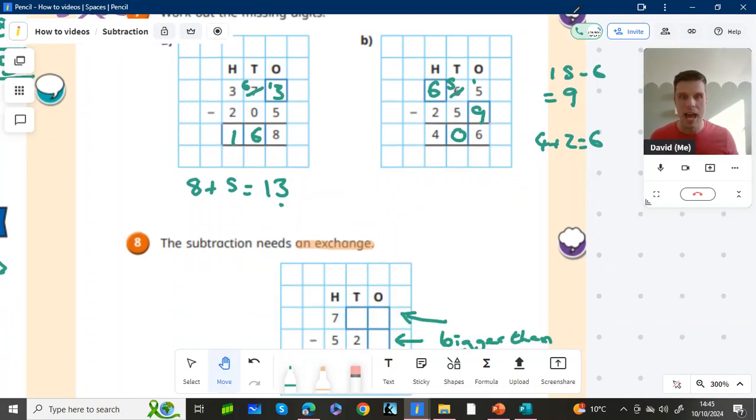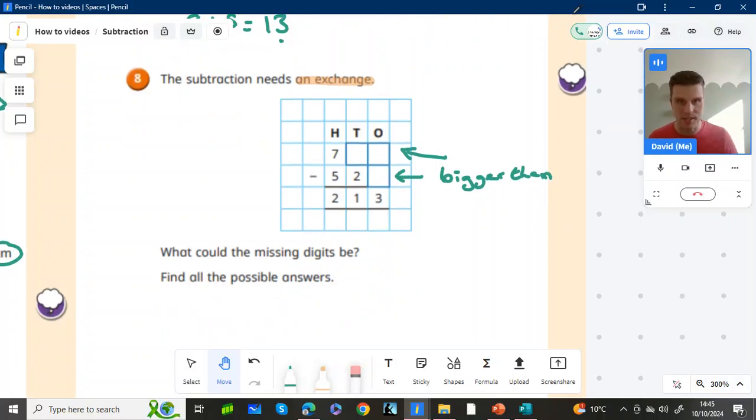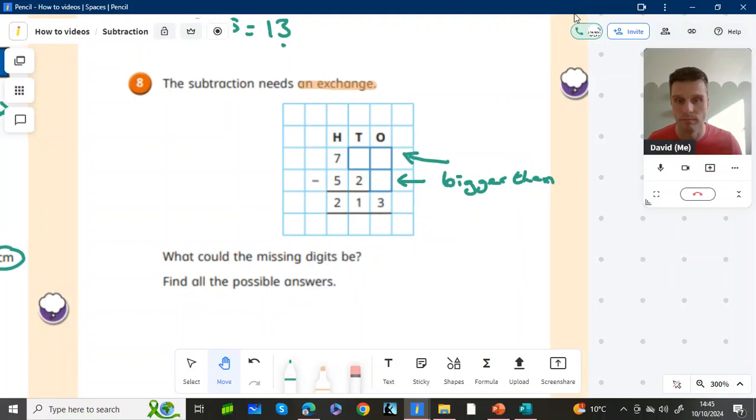Okay. And then question 8. So there are lots of possible answers. I'm just going to go through one today. So if I make this 8, for example, what do I take away from 8 to equal 3? So I'm going to add these two together. So 8 plus 3 equals 11. So I'm going to put a 1 there.